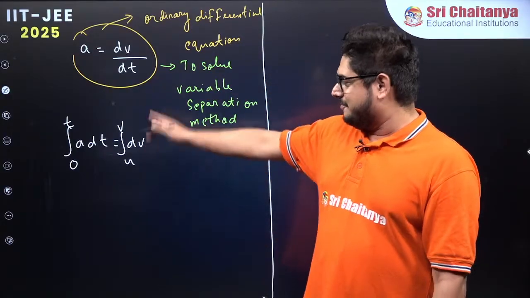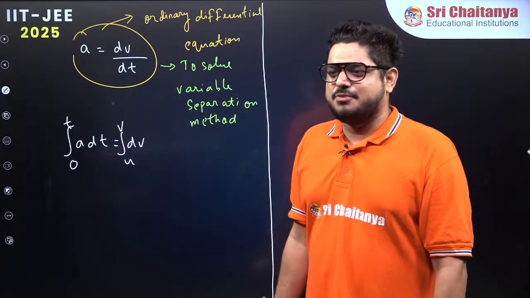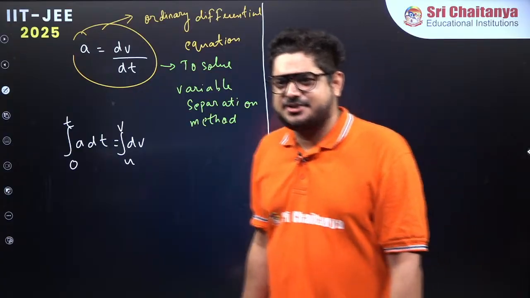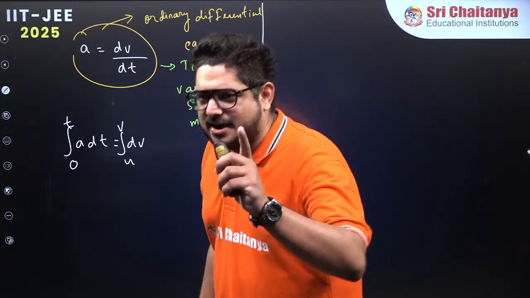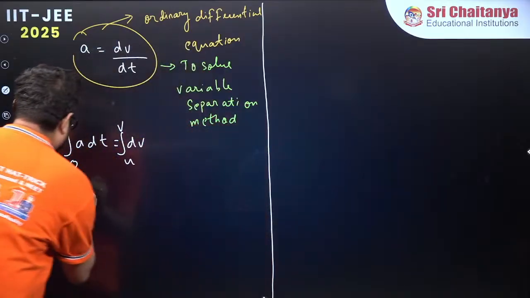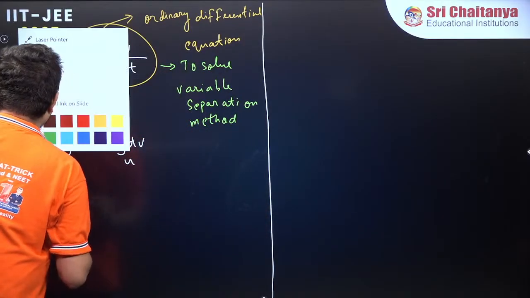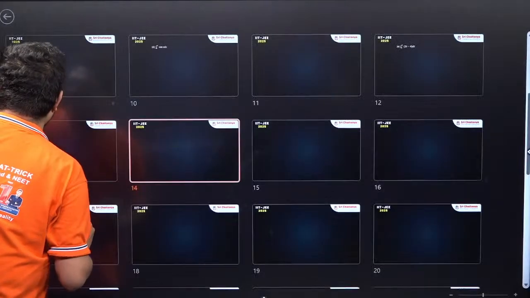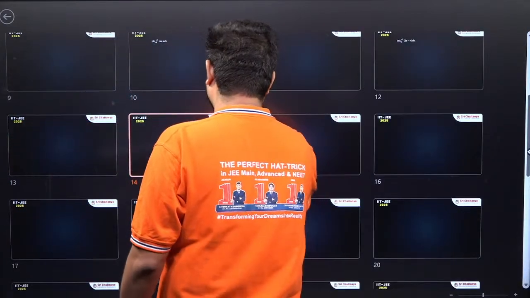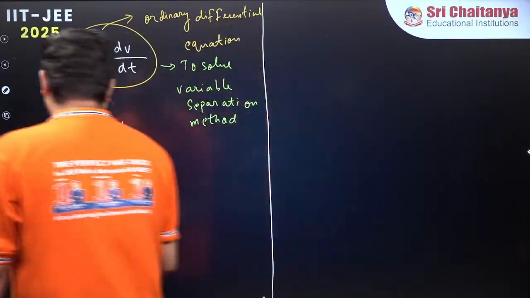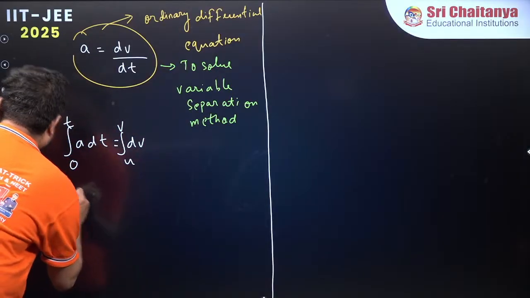It's clear, I hope, isn't it? So now it's moving with constant acceleration. So I can write it down over here as A. On the left hand side, we can write it as A, everyone. Right? So A can be taken outside.